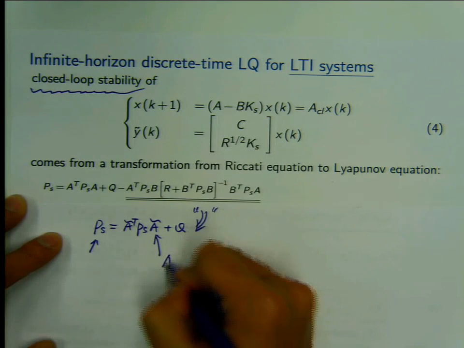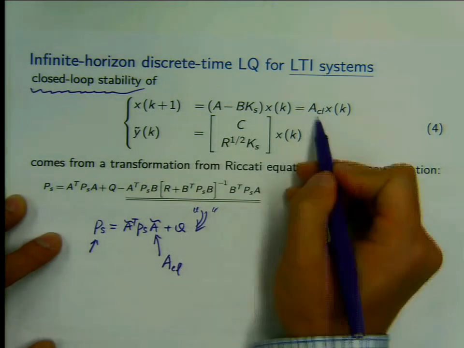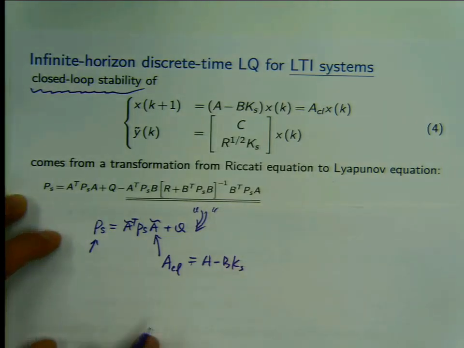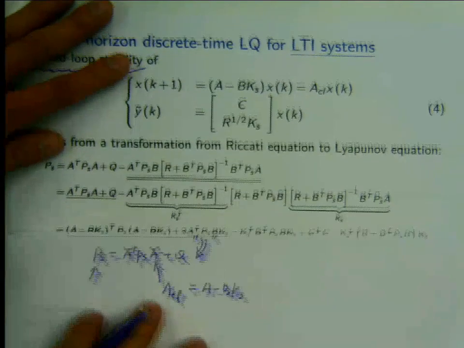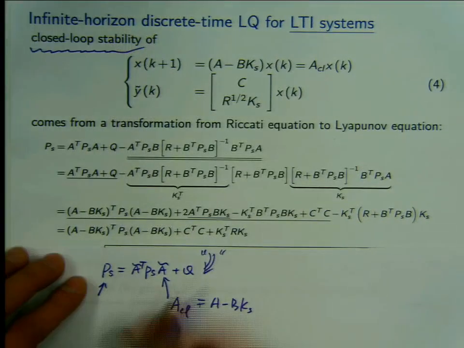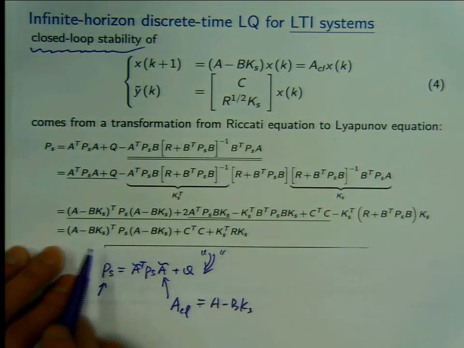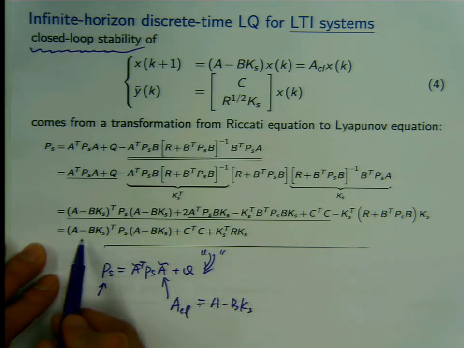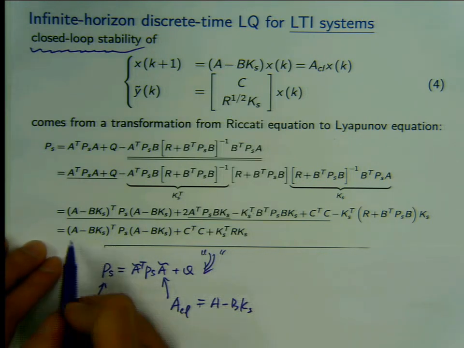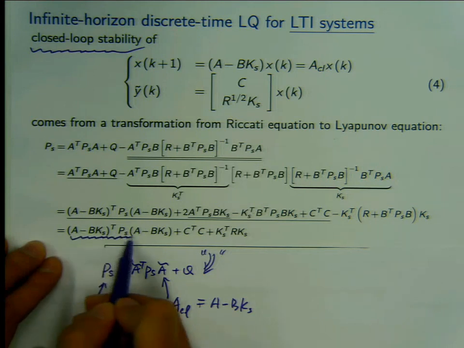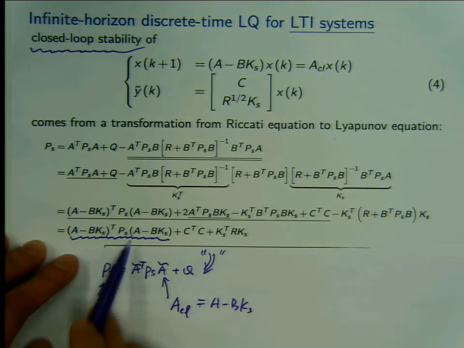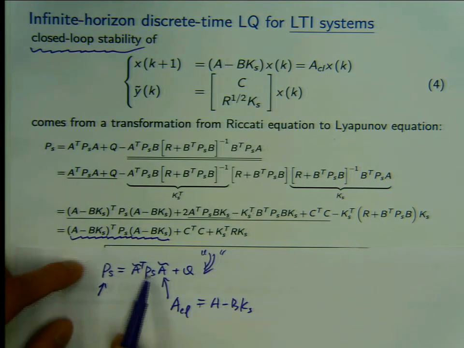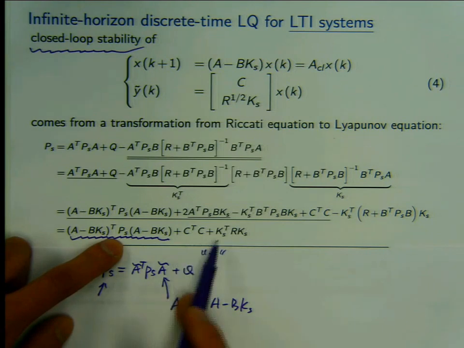It's going to be the closed loop A matrix, right? It's this one, which equals A minus BKS. So the next step, if you see that, is doing nothing but adding and subtracting terms. This is my goal. I want to, in the end, arrive at something that looks like this. You see the structure here: PS, A transpose PS, and then something else.